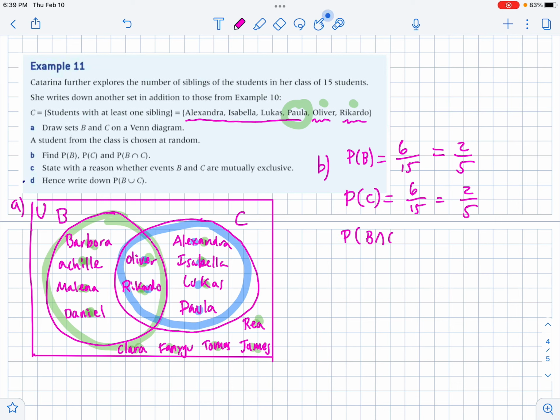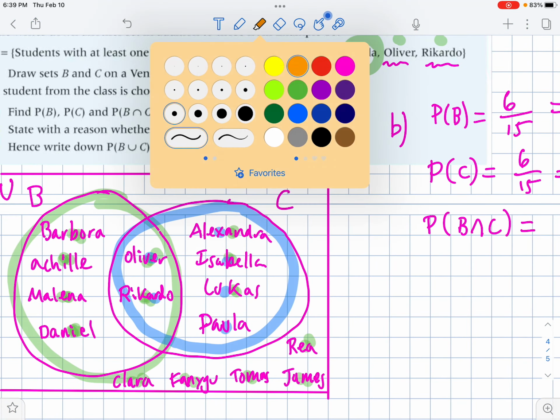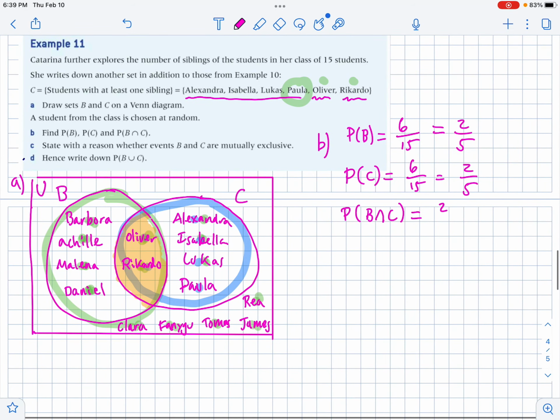Now the probability of B intersection C, their intersection, I'll use yet another color, is just this in between zone here. It's only their overlap. So that would be 2 people out of the 15. So that's 2/15, and that's fully reduced.